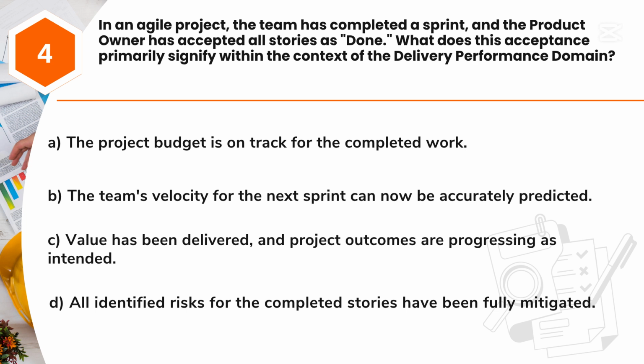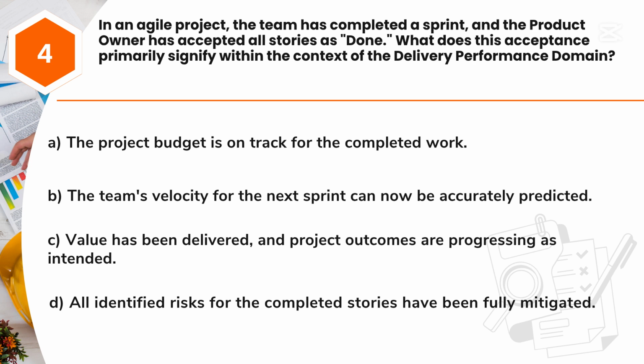Question 4. In an Agile project, the team has completed a sprint, and the product owner has accepted all stories as done. What does this acceptance primarily signify within the context of the delivery performance domain?